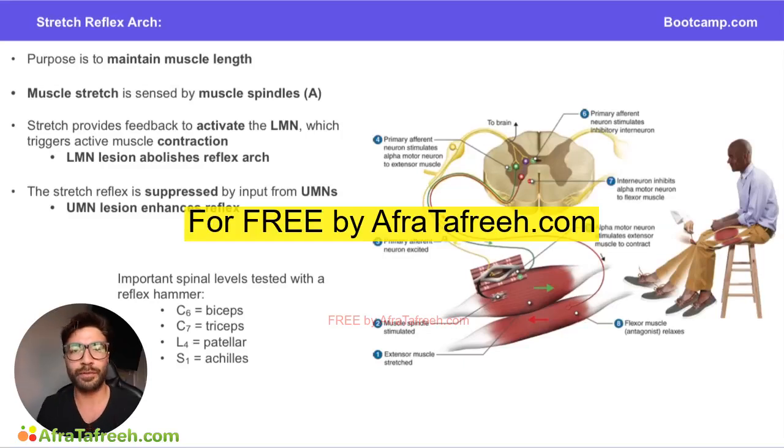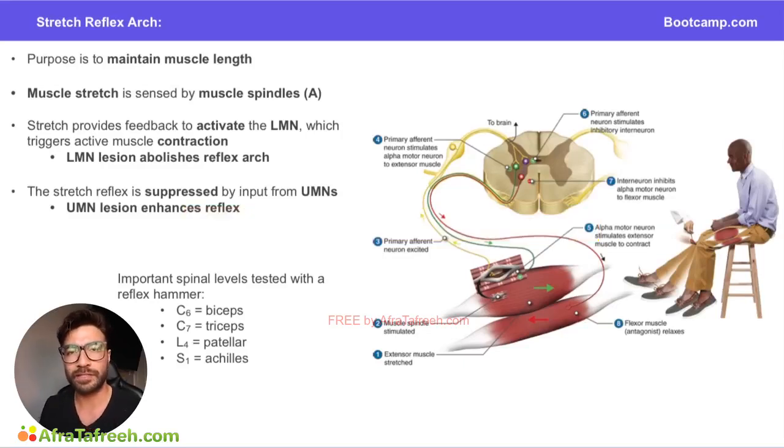So now that we've talked about lower motor neurons and upper motor neurons, let's look at them in the context of the stretch reflex arc. So what is the purpose of the stretch reflex arc? Well, it is to maintain muscle length. And how does it do that? Well, when the muscle stretches, we have sensory afferent fibers, which are going to send a signal back to the spinal cord, which will then synapse on the lower motor neuron for that muscle, which will then stimulate that alpha motor neuron to go and contract that muscle to make sure that muscle is not overstretched.